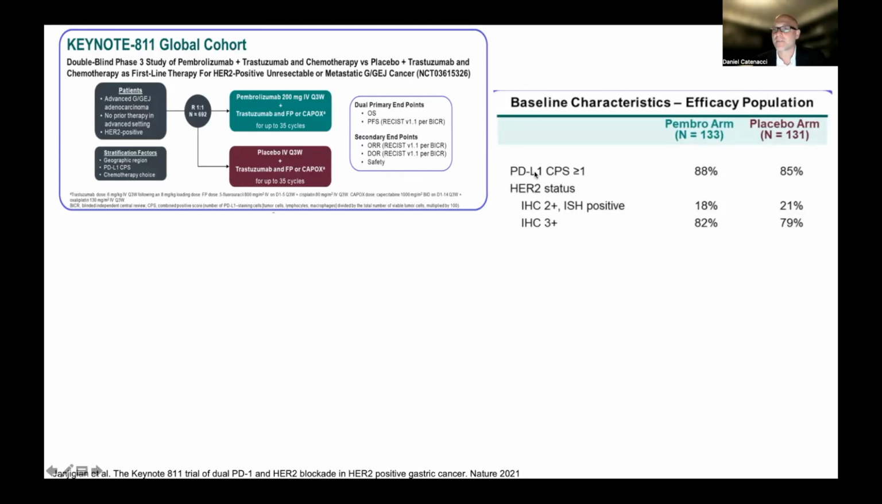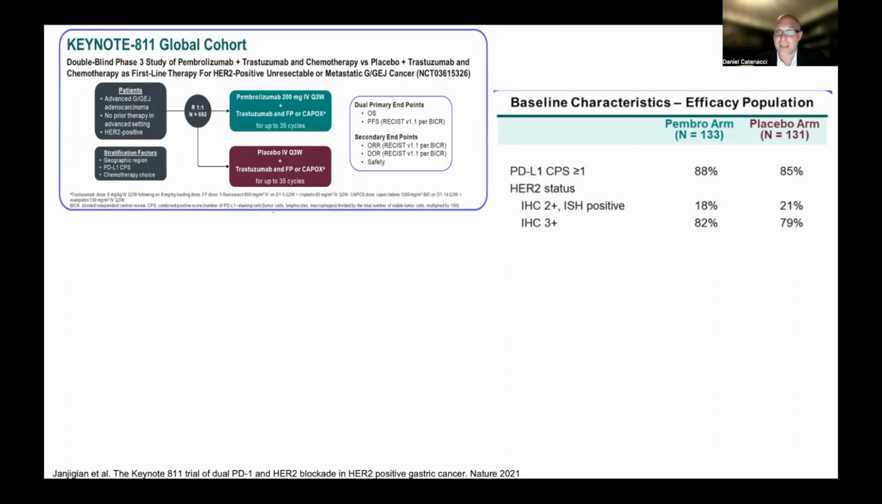And some of the makeup of the study, you can see that a large proportion of the patients were PD-L1 CPS 1 or higher, so a low level positivity. And a large proportion of the patients were high level IHC3+. And again, remember, for example, the Jacob study, which I was showing you with pertuzumab a few slides earlier, was 33% of the patients had IHC2+ FISH positive.